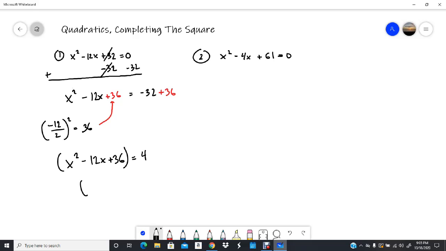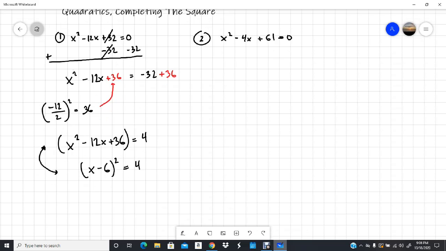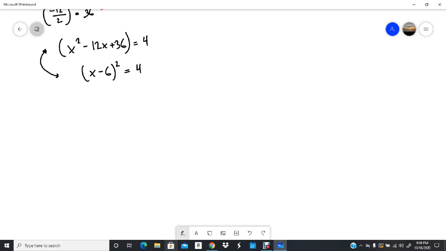This becomes x minus 6 in parentheses squared. These two are the same. If you FOIL out x minus 6 squared, you'll reach x squared minus 12x plus 36. What we do next is we're going to isolate the x. In order to do that, we put both sides into a square root. That square root will take care of that square.